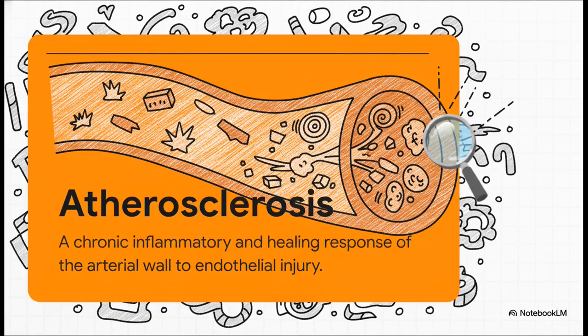The villain has a name. Atherosclerosis. I know, it's a bit of a tongue twister, no? But look at this definition carefully. It's a chronic, that means it's happening for a very long time, an inflammatory and a healing response. What does that mean? Basically, your artery gets a small injury and your body, like a good doctor, rushes in to fix it. The problem is this repair job goes completely haywire. It's a healing process gone bad.